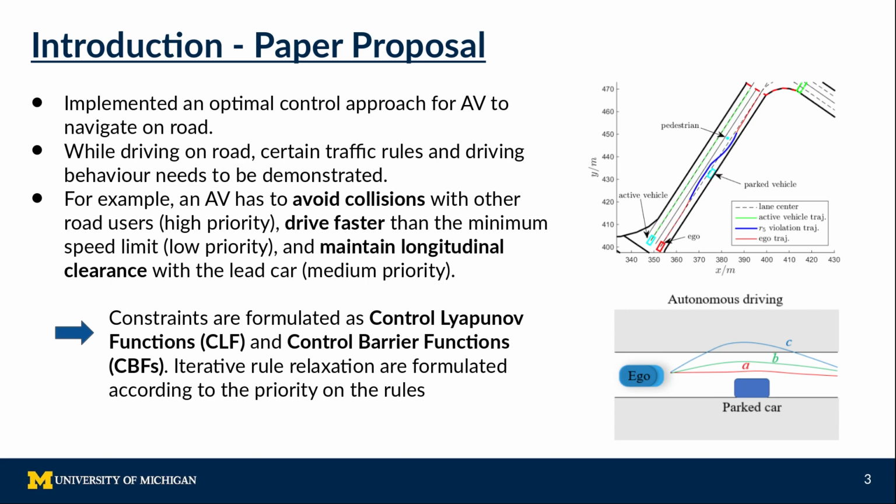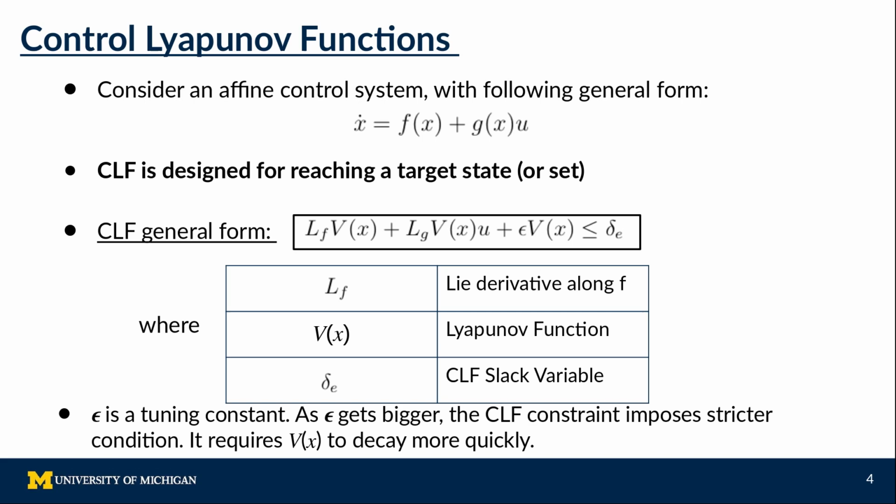There are several examples in the paper. But in short, in the paper, all the constraints will be formulated as CLF and CBF, and also some iterative rule relaxations will be formulated according to the priorities of the rules. So I will try to implement this paper, but I will focus on the CLF, CBF, and the recursive rule relaxation algorithm. And this is the CLF general form, as you can see in the equations.